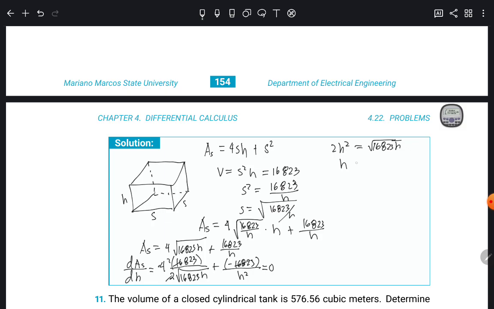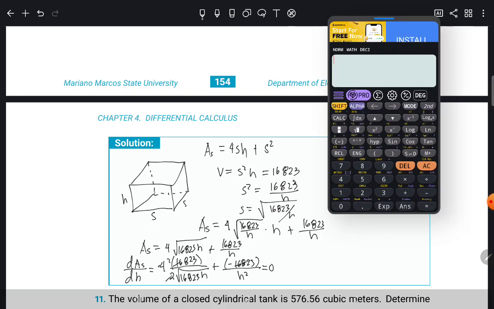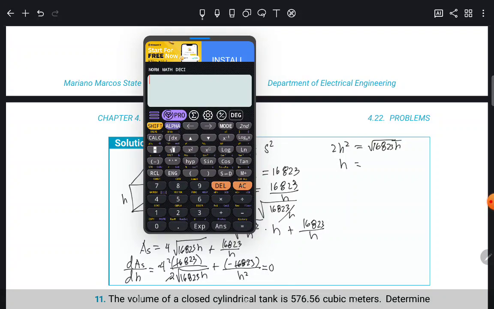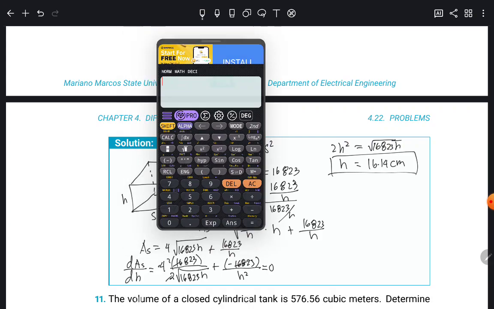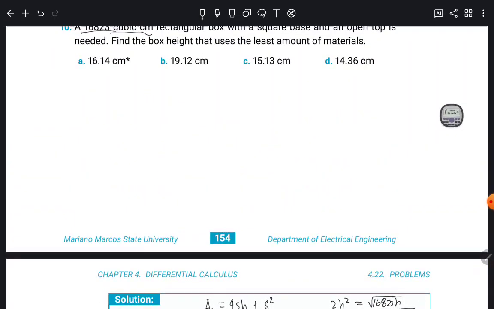So here, h will be equal to, so we can use the calculator to solve this. We have h squared at the right side, and we have square root of h. And we can actually solve that using your calculator directly. Shape calc, whatever you want, or you can do 2 minus 1 half and so on. I know the answer. The answer is just 16.14 centimeter. So the answer is 16.14 centimeter, and that is letter A.